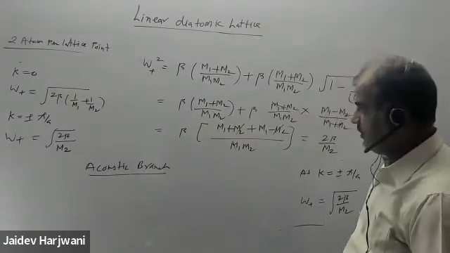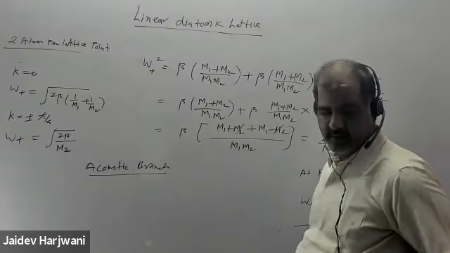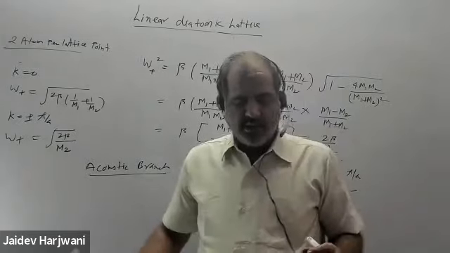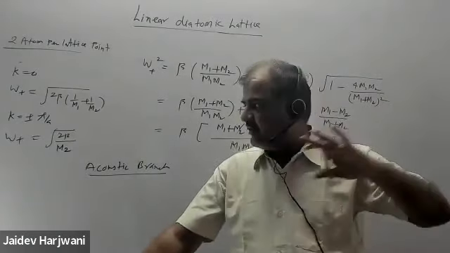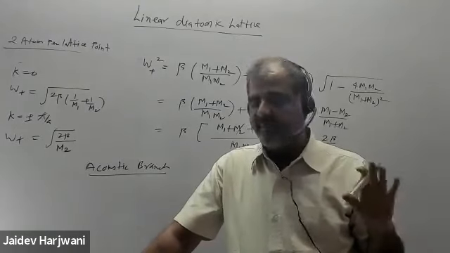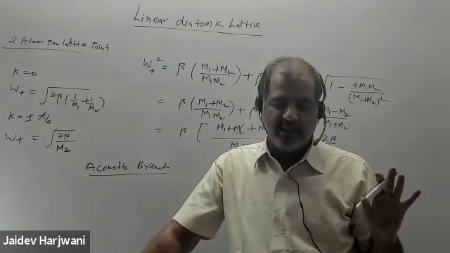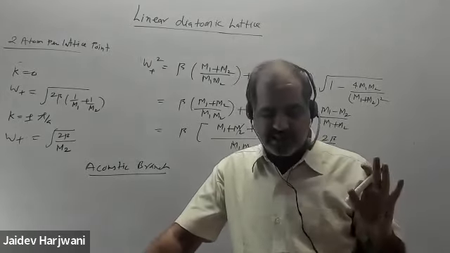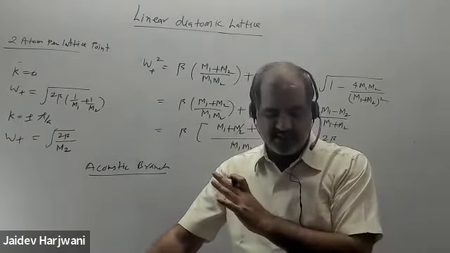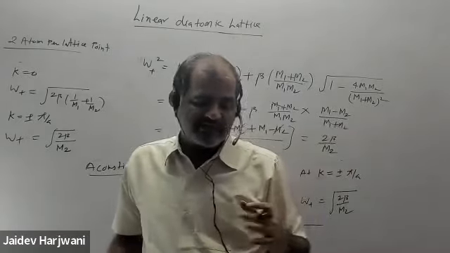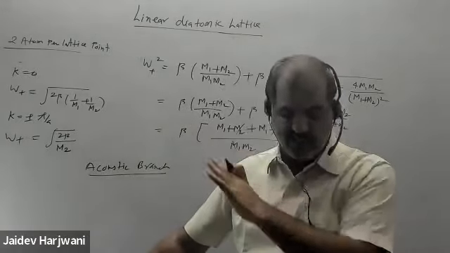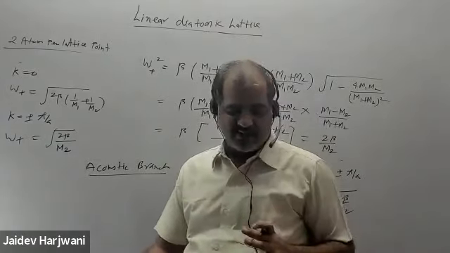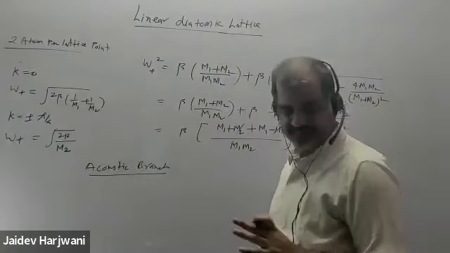Sir, just please tell the definitions again. Optical branch and acoustic branch. The higher branch, what we are denoting as omega plus, that is your optical branch. And the lower branch is omega minus, that is what we are calling the acoustic branch. Why do we call one optical branch and the other acoustic branch? We'll see later. Let me derive this thing and then we'll try to understand the meaning of these branches.